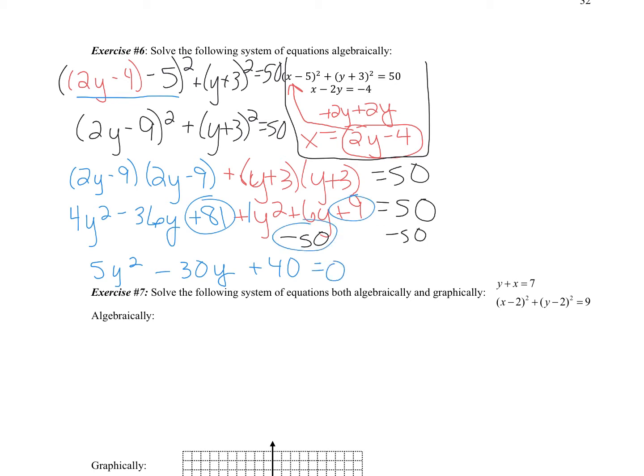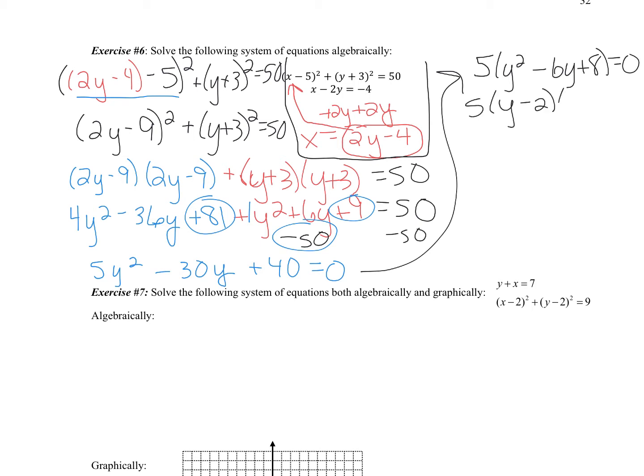I'm going to factor over on the other side, so I'm going to bring that up here. So I have 5y squared, taken out of GCF, minus 6y plus 8 equals 0. So that gives me 5 times y minus 2, y minus 4 equals 0. 5 equals 0 crosses out, and I get 2 and 4 for my y's. I'm going to split that up and plug it in. I'll use my linear equation.